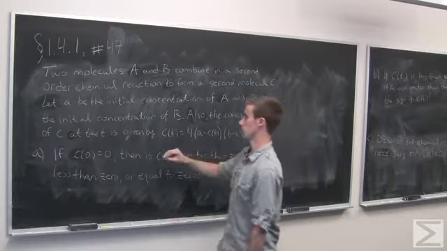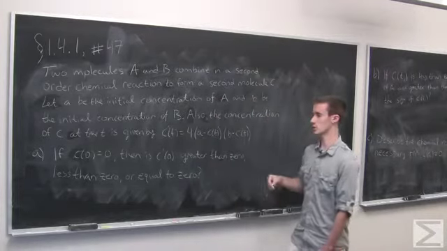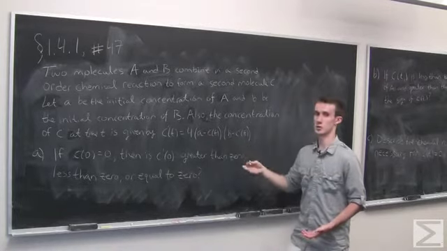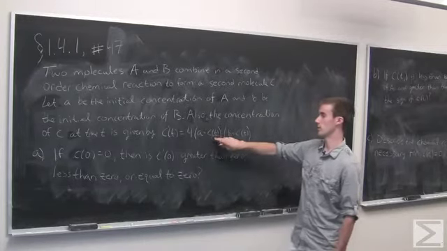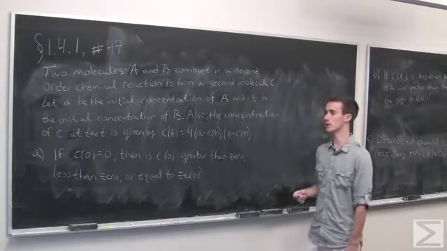I should say, actually, this should be the derivative of the concentration. So the rate that the concentration of C is changing is equal to this formula, which is in terms of the initial concentrations of A and B, and the concentration of the molecule C at the given time t.